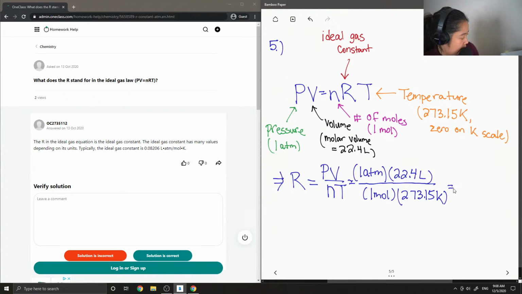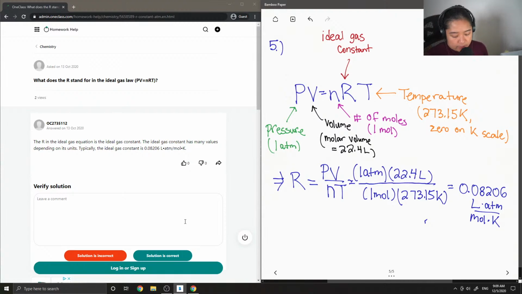Okay, so if we divide this all out, we end up getting an R value that is equal to 0.08206, and its units are in liters times atm divided by moles times Kelvin.